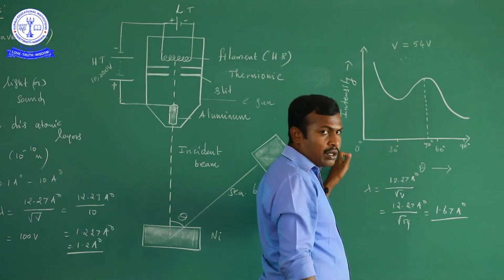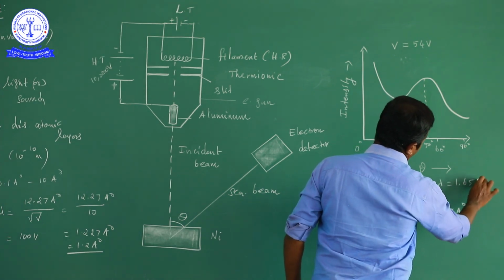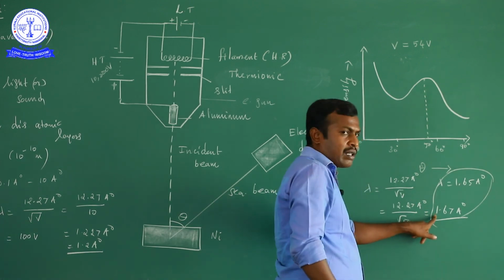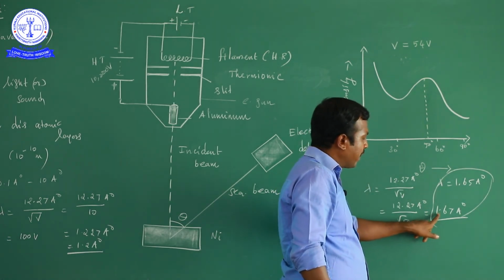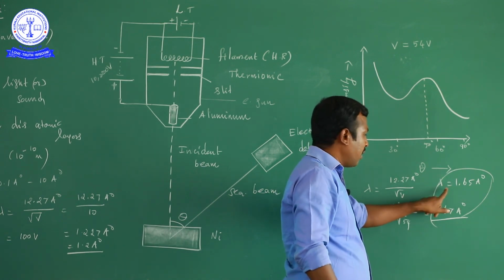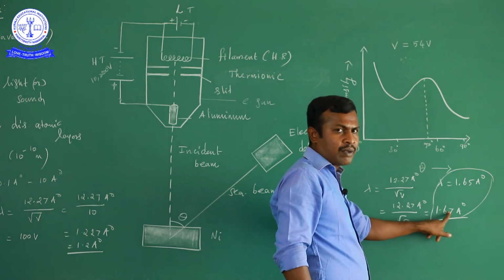So இந்த நிக்கல் கிறிஸ்டலில் இருந்து நம்ம கால்குலேட் பண்ணுறோம் அப்படின்னா, the wavelength of electron 1.65 ஆம்ஸ்ட்ராங் கண்டுபிடிக்கிறோம். So this is the wavelength of the electron from the experiment. So this is the experimental value, 1.65 Angstrom. இது வந்து இந்த ஃபார்முலாவில் 1.67 Angstrom கிடைக்குது.